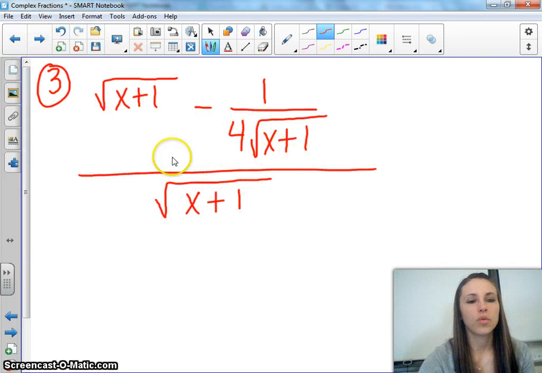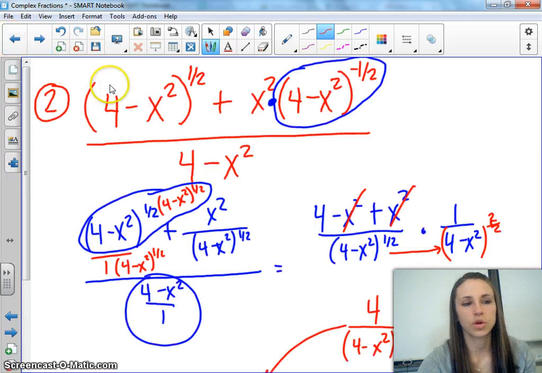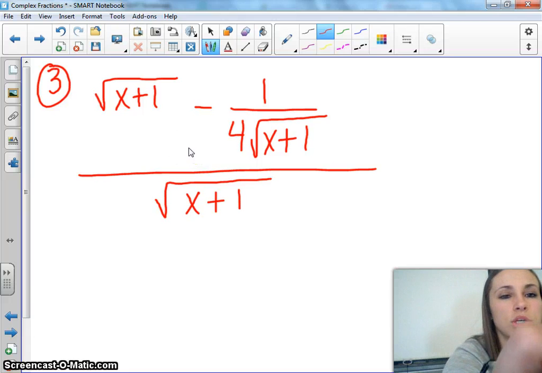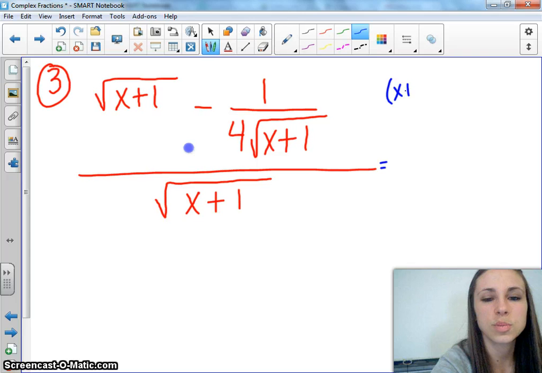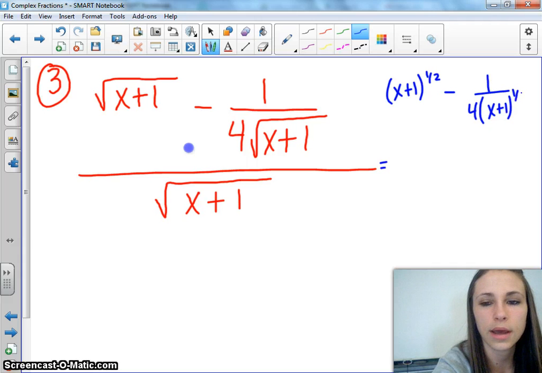Alright, last problem. On this one, I think it's easier on these kind of problems to write this not with a radical, but like we had on this last one, where we had the 1/2 powers, because a radical is the same thing as a 1/2 power. So I think it's easiest to rewrite this problem as x plus 1 to the 1/2 minus 1 over 4 times x plus 1 to the 1/2, and then all over the x plus 1 to the 1/2.